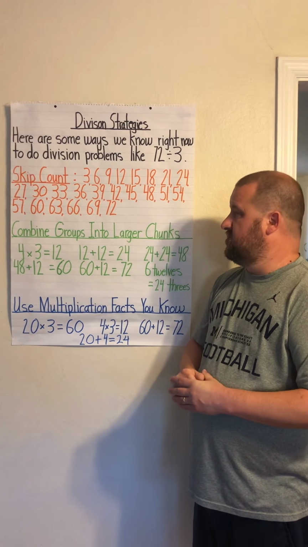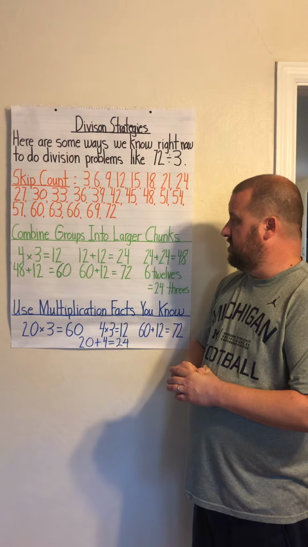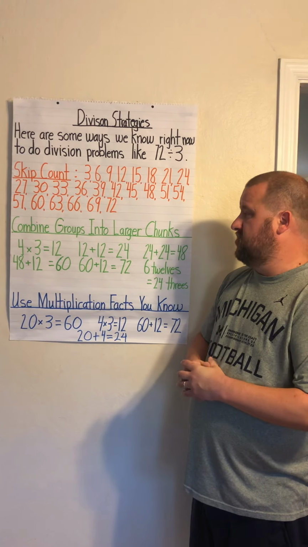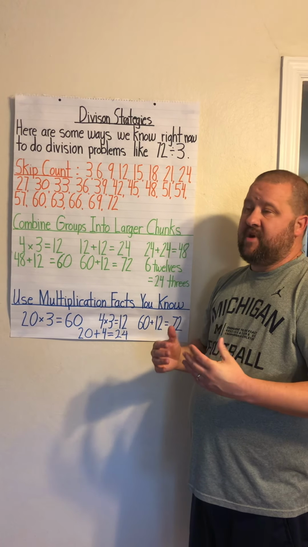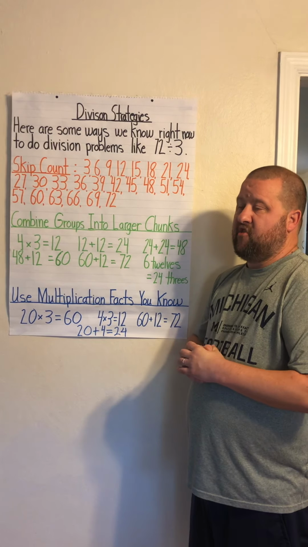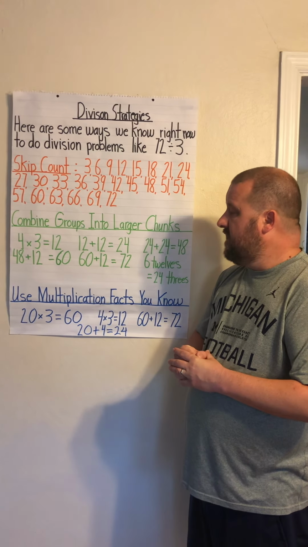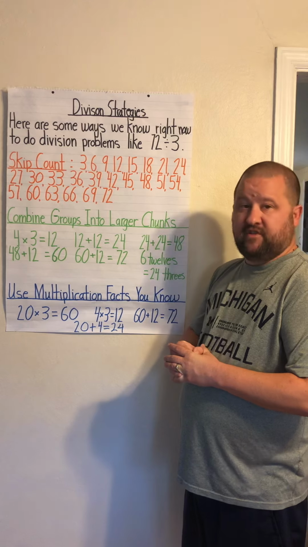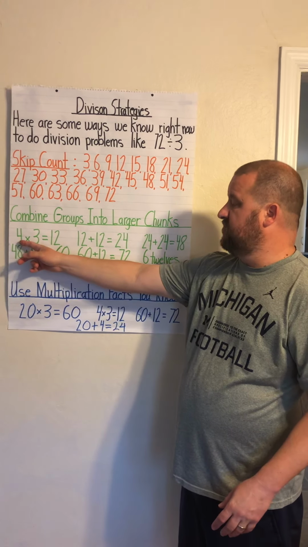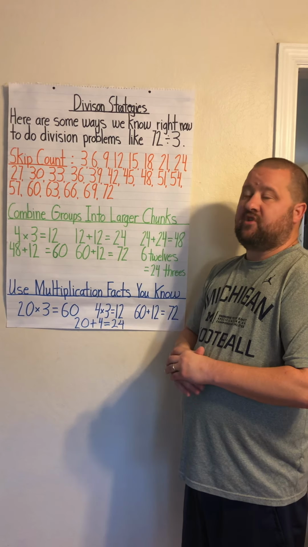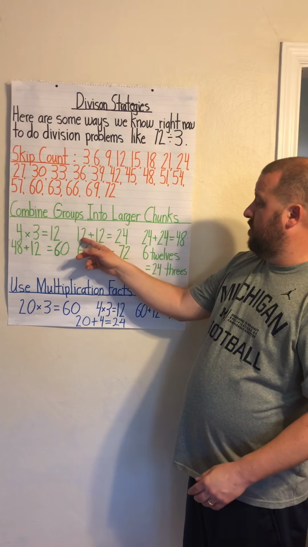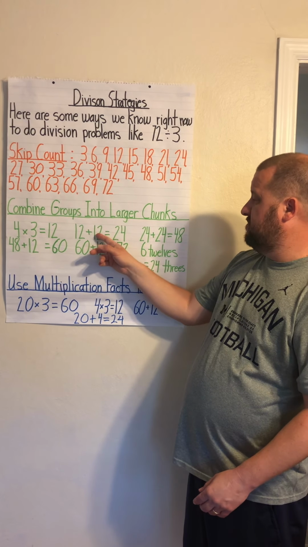So let's look at some other strategies that we did earlier this school year. One that we also used was to combine groups into larger chunks. When I'm thinking about a larger chunk, I'm thinking about what times 3 can give me another number I can work with. I'm going to use 12 as another number I can work with. How I get 12 using 3 is I multiply it times 4. So I'm going to be using groups of 4 threes. So 4 times 3 gives me 12. So 12 plus 12 gives me 24.